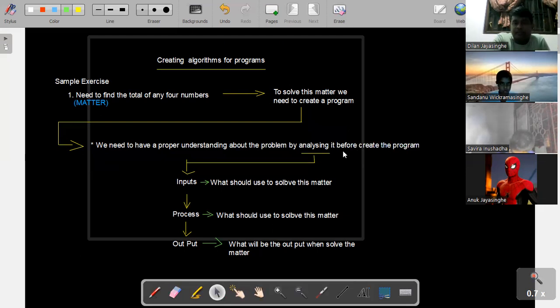I did add something here. We need to have a proper understanding about the problem by analyzing it before creating the program, right? Better add this.